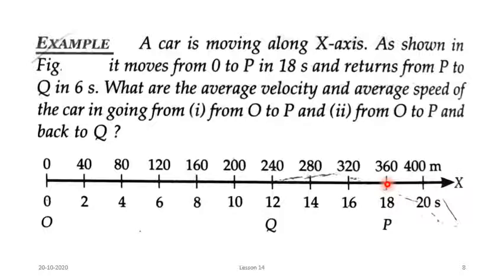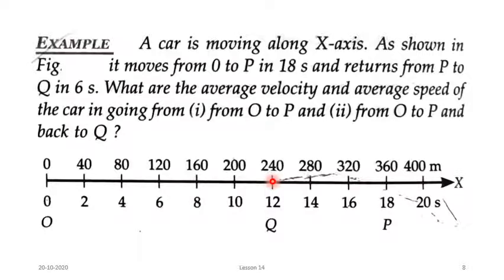Now for your average velocity. What do you have to consider? The total displacement. In this case, what is your initial position? 0. What is your final position? 240. This is your final position at point Q, right? So what will be the displacement? 0 to 240, not again 480. This is where most of the students make a mistake. So the total displacement will be 240.